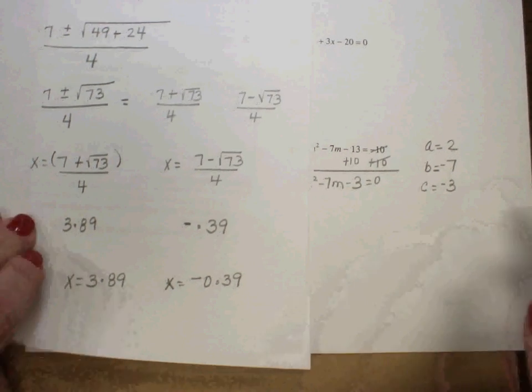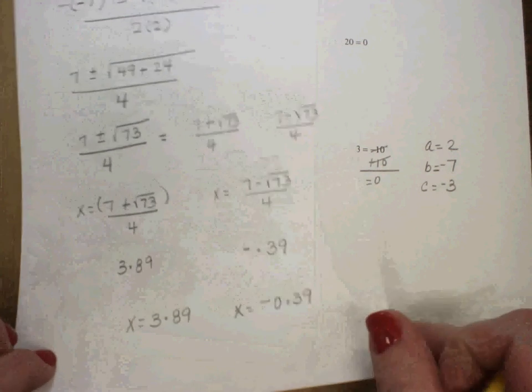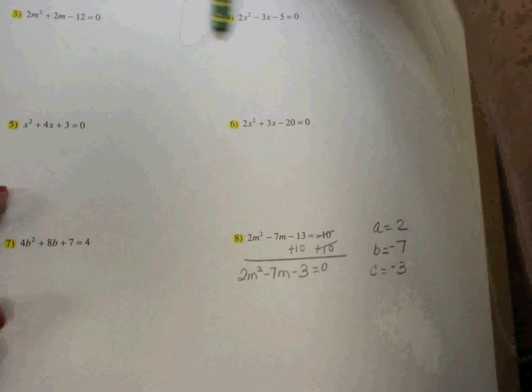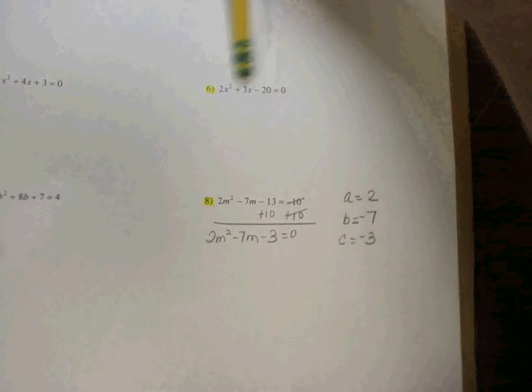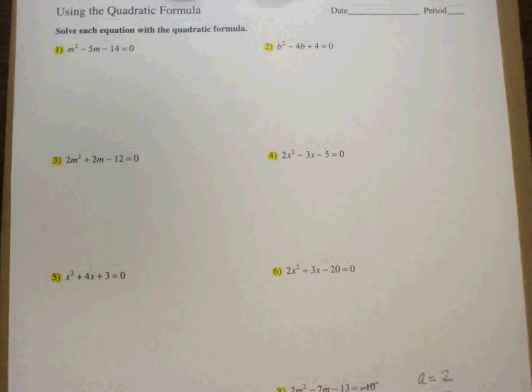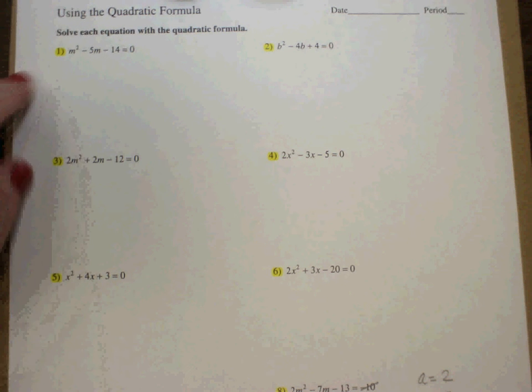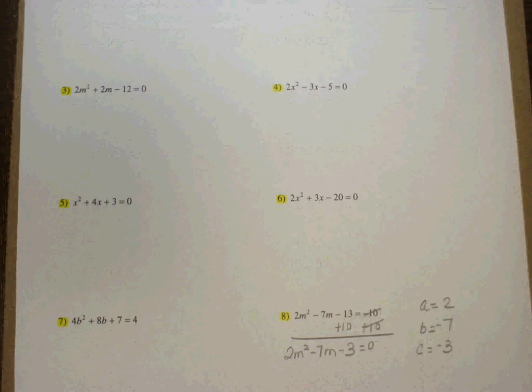All right. So at this point, what I need you to do is to go ahead and work out 1 through 7 from this worksheet on your own, okay? So make sure you do that.